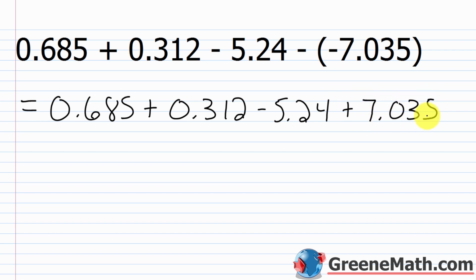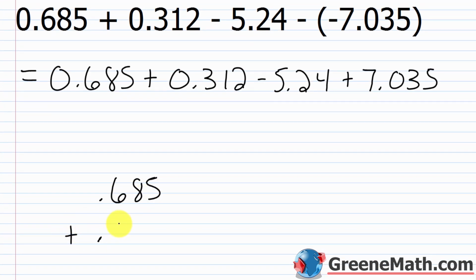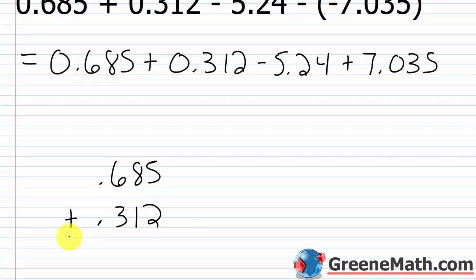7.035. So even though we're not working with integers anymore, we have some decimals involved, the same rules are going to apply. If I'm subtracting away a negative, I'm adding a positive. So I'm just going to work left to right here. And I'm going to start out with 0.685 plus 0.312. Bring down the decimal point.